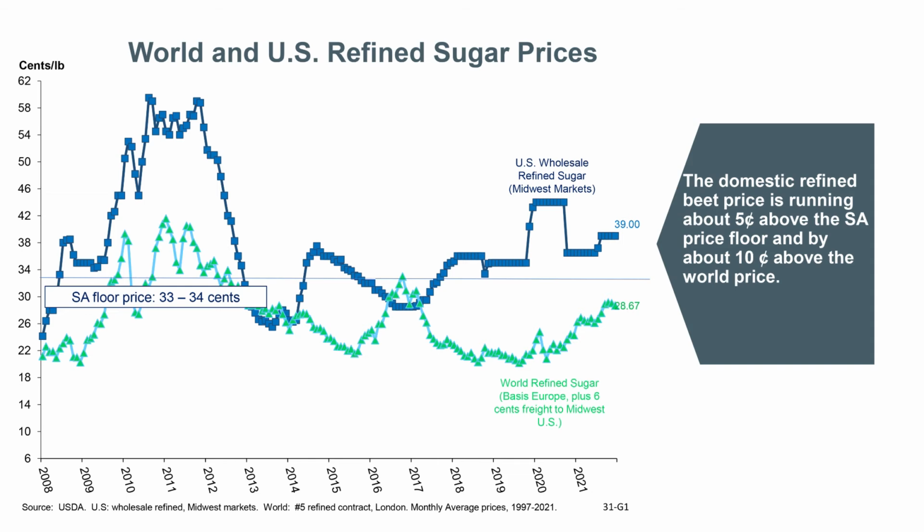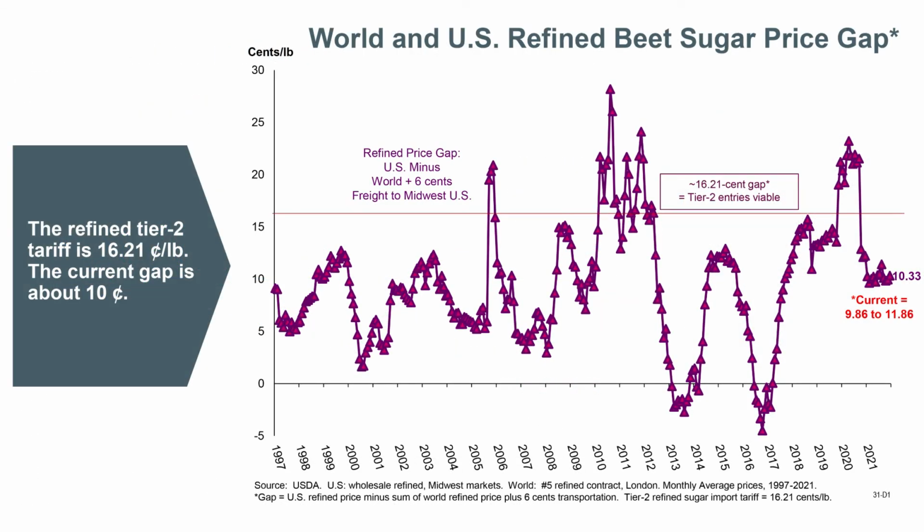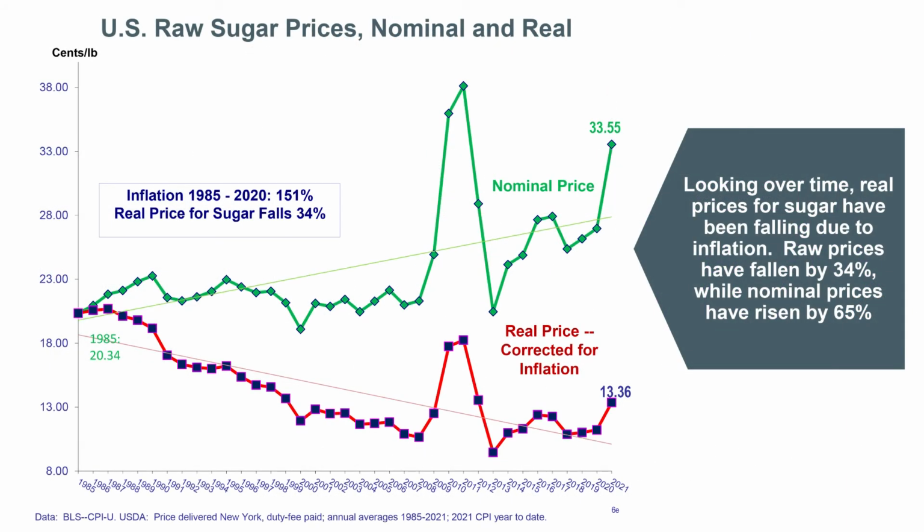Looking at the refined price, we're sitting at about 39 cents a pound for refined wholesale beet sugar. That's about 5 cents above the suspension agreement floor at 33 to 34 cents. And again, above the world refined price. We're a little bit further away from that cap. So again, there's a 16-cent tariff on Tier 2 entries of refined sugar. We're a little bit further away from that at the moment, so less likely to see refined Tier 2 coming into the U.S.